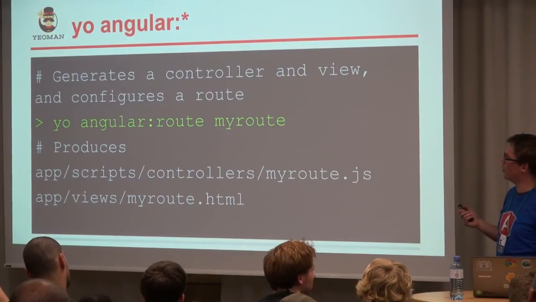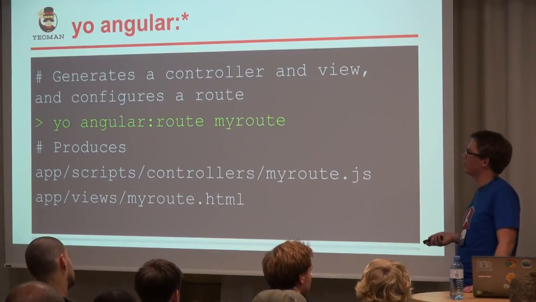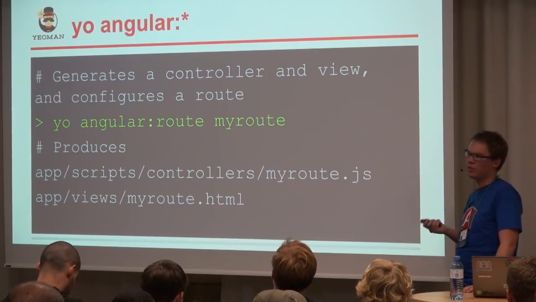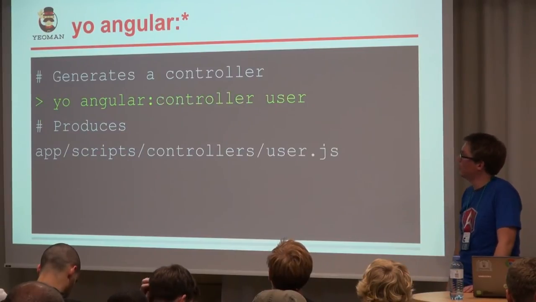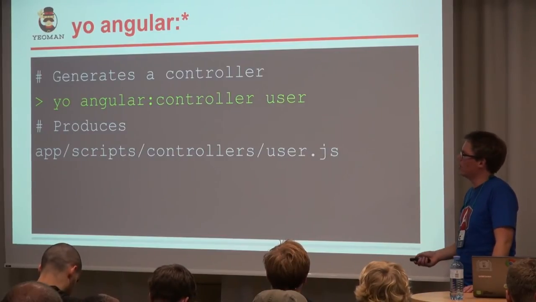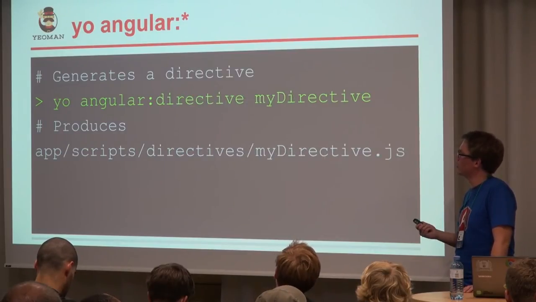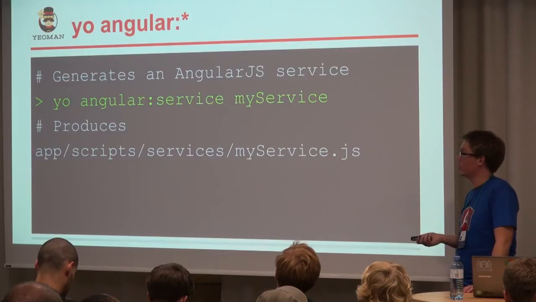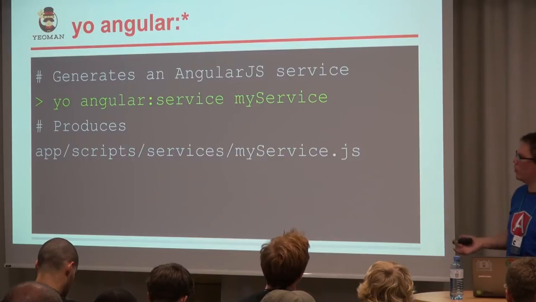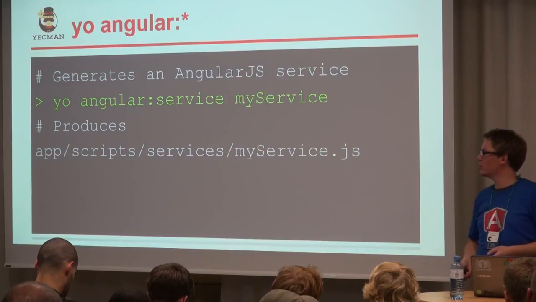The route should be already included in your general app.js where you define the routes, and you only have to edit the controller and the view to your liking. Also, you can just create a controller, for example, named user, filters, directives, a service, and a lot more. But I didn't want to go through all the things that you can create. I just wanted to show you that it's pretty easy to use this generator.